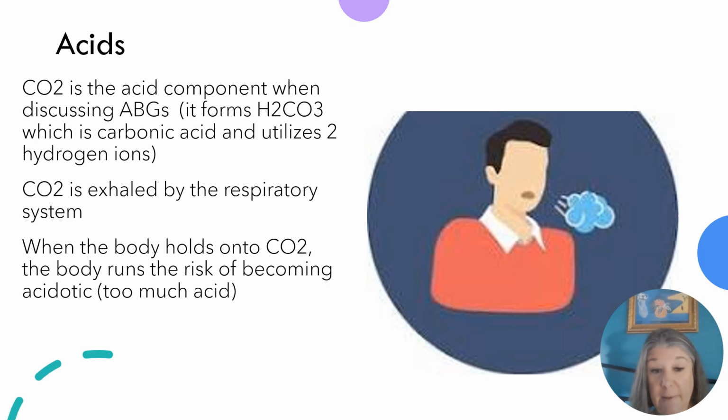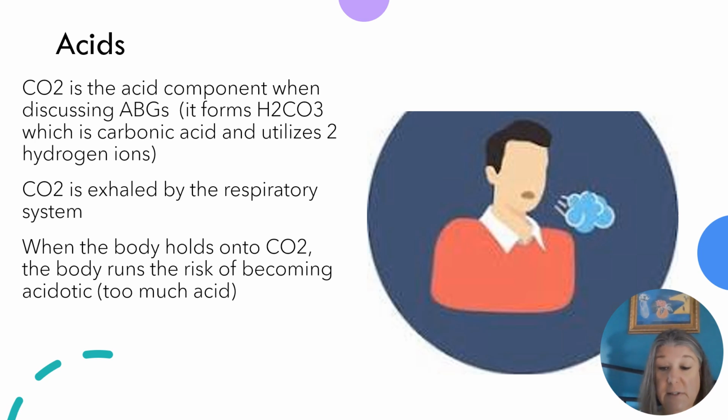So in the body, think of CO2 in the respiratory system as our acid, all right? CO2 is the acid component when we're talking ABGs. It forms H2CO3, which is carbonic acid, and notice that it utilizes 2 hydrogen ions there, all right? And hydrogen ions are acidic, CO2 is acidic. CO2 is exhaled by the respiratory system. When the body holds on to CO2, the body runs the risk of becoming acidotic, too much acid.